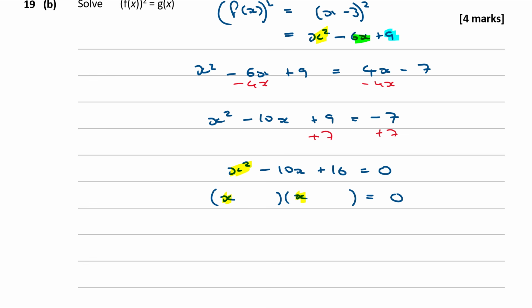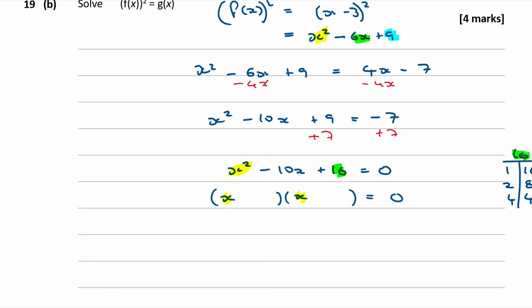It ends in 16. So what are the factor pairs of 16? So 16 factor pairs could have 1 and 16. It's a possibility. 2 and 8. 4 and 4. Okay, so they're my 3 possible pairs.